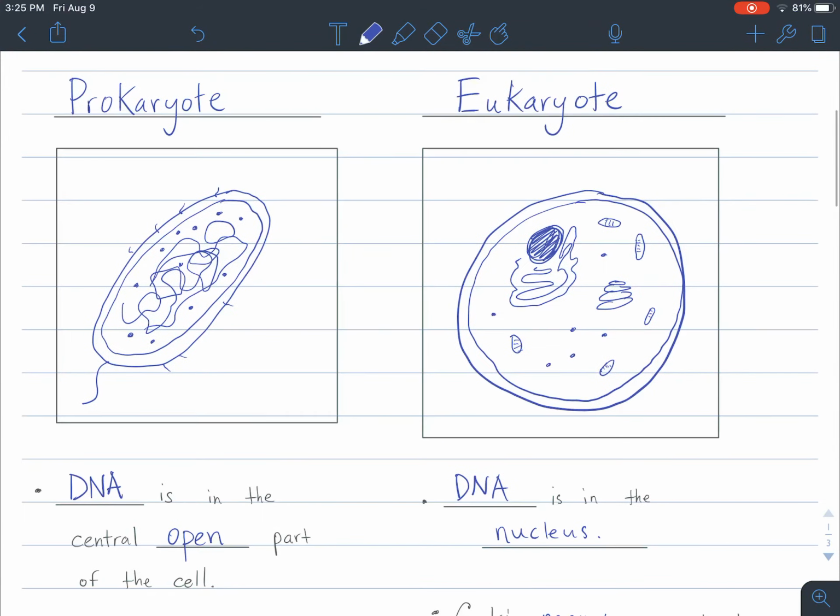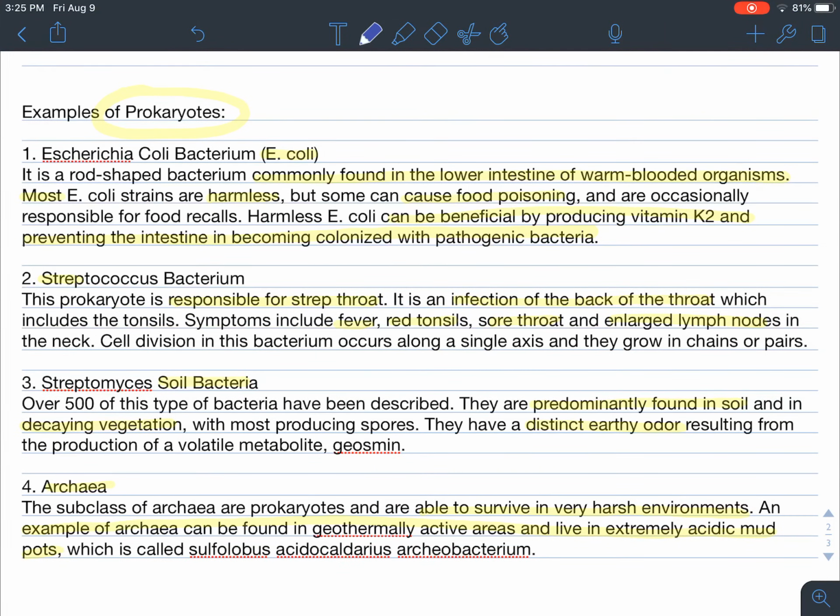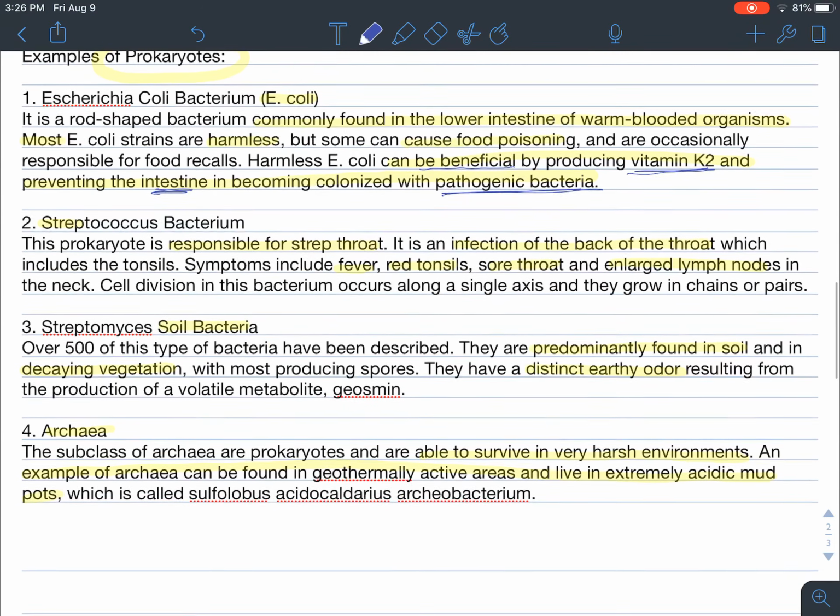Well, in order to get an idea of some prokaryotic cell examples, I looked on the internet and I found here that it would be E. coli, which maybe some of you have actually been infected by this before, but it's actually commonly found in the lower intestine of any warm-blooded organism, so humans would be within that. Most of them are harmless, but they can cause food poisoning, and they can actually be beneficial as well, and they give you this vitamin K2, and then they also help prevent nasty bacteria from getting in your intestine. Ooh, wouldn't want that. So E. coli is an example of a prokaryote.